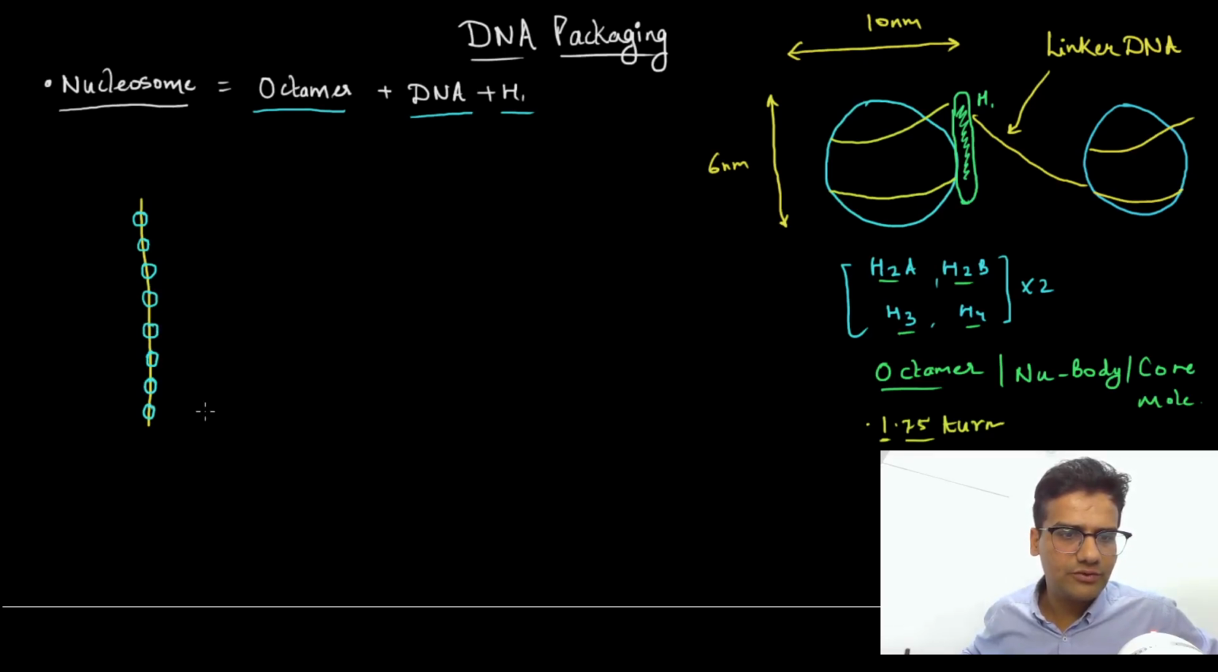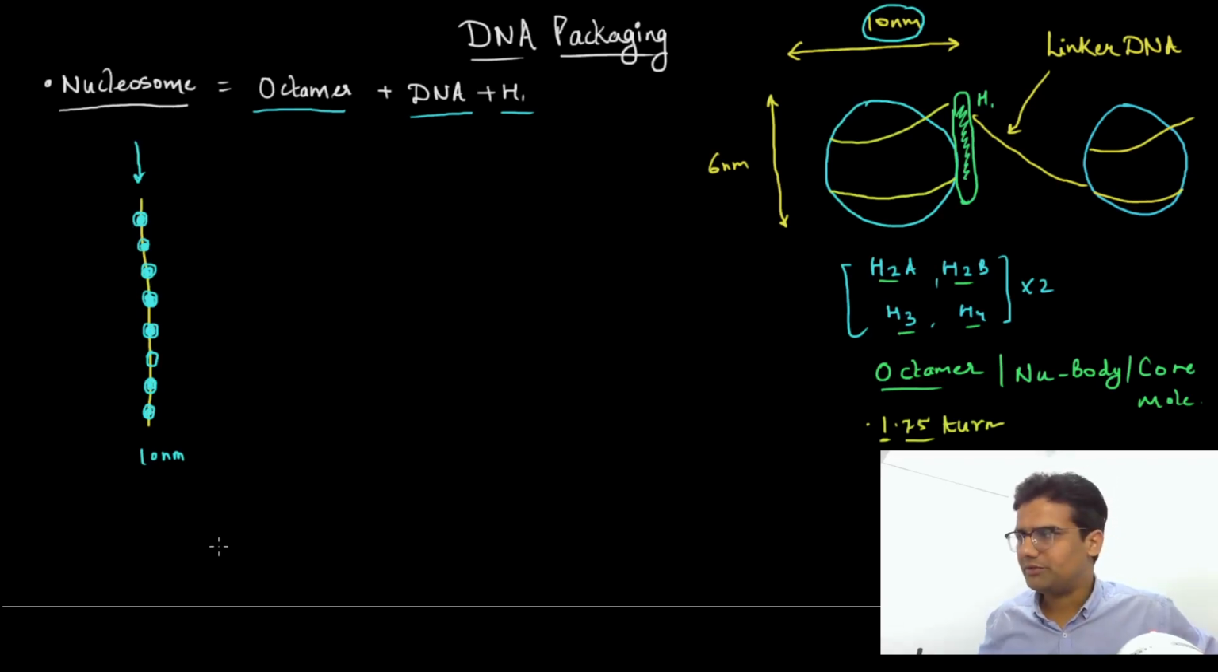So if we see from the top view, this fiber would be typically a 10 nanometer fiber. This 10 nanometer fiber is what we call nucleosome fiber. Because it is made up of nucleosomes, therefore it is called nucleosome fiber.